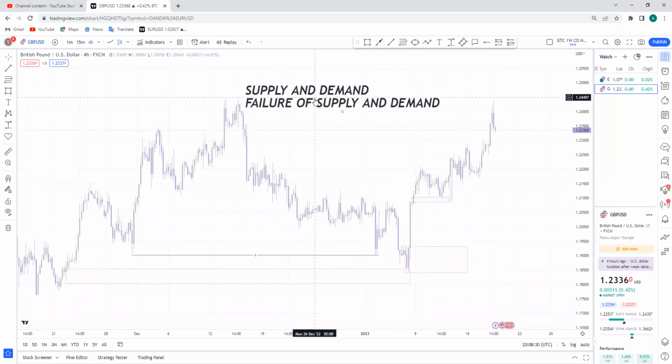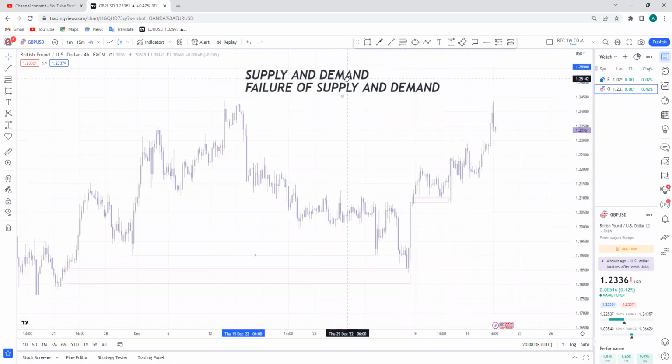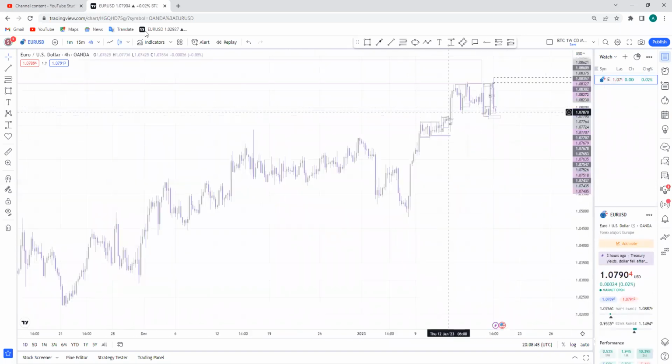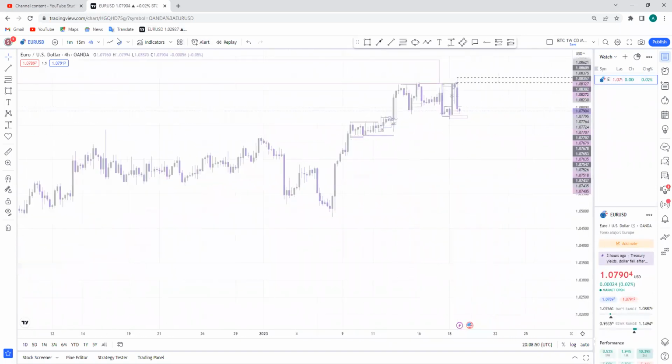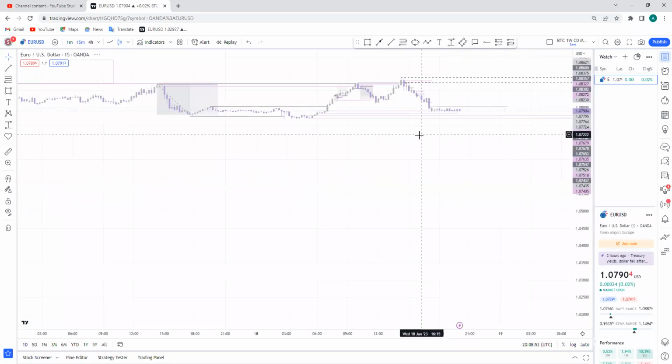Now let's talk about failure of supply and demand. It is known as break of supply and demand also. Now this is it. Failure of supply or demand is if price is in a demand zone and the demand failed you. Now let me move to EURUSD today.